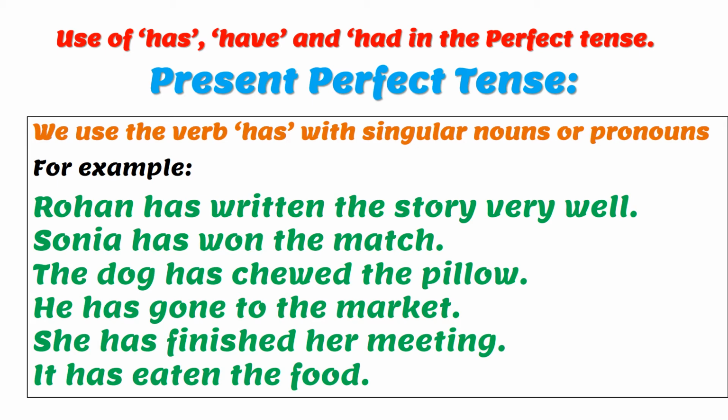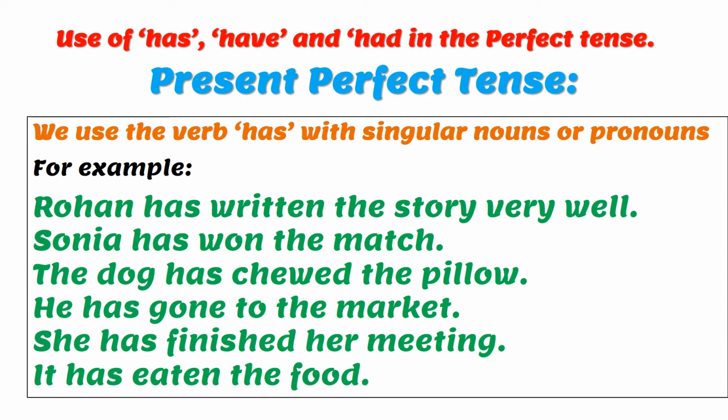In the present perfect tense, we use the verb has with singular nouns or pronouns. For example, Rohan has written the story very well. Sonia has won the match. The dog has chewed the pillow. In all the three sentences, we see that the nouns Rohan, Sonia, and the dog are singular nouns. Therefore, we make use of the verb has along with the verb.